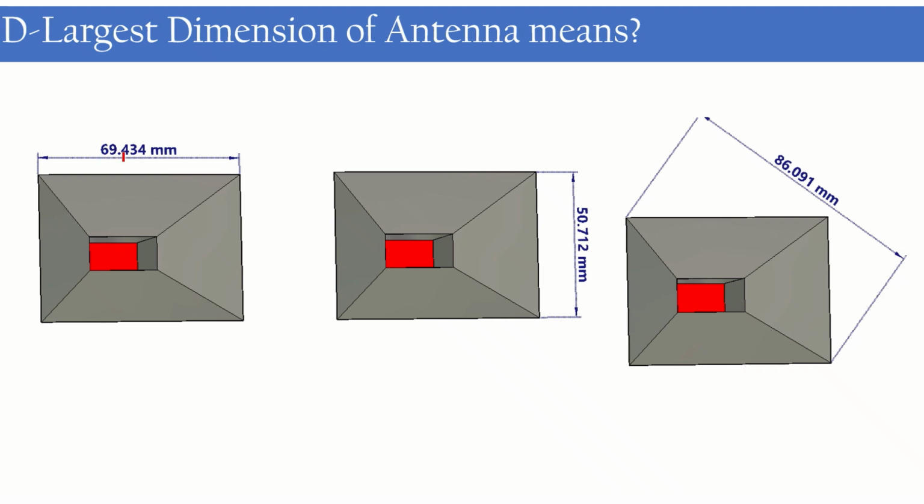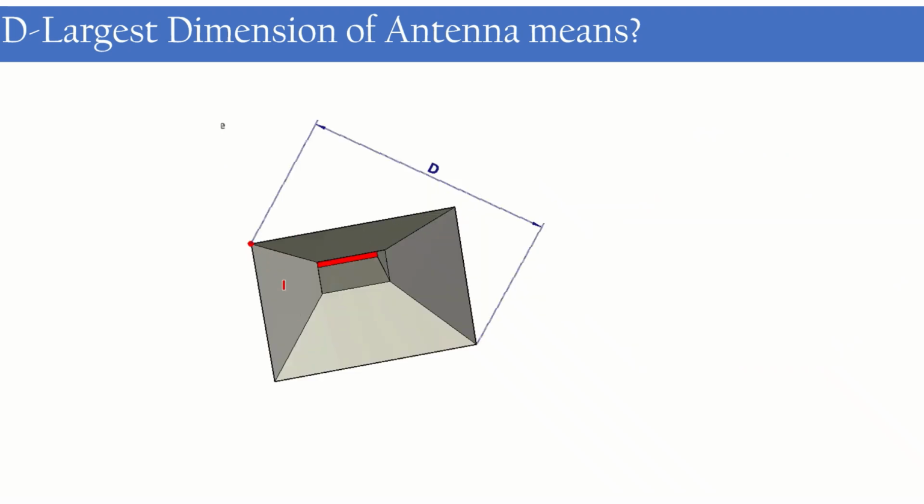You can see that the length of the antenna is 69 and the width is 50. If I measure the diagonal distance, it is around 86. So in this case, the largest dimension of this antenna is the diagonal distance. For calculating the far field regions, you have to consider the largest dimension like this. In the case of a horn antenna, this is the largest dimension. For every other antenna, you have to consider what the largest dimension will be.